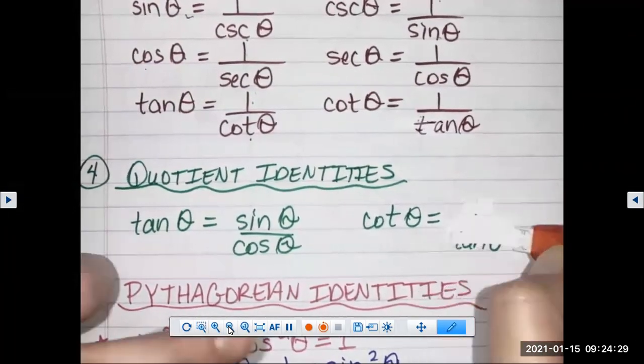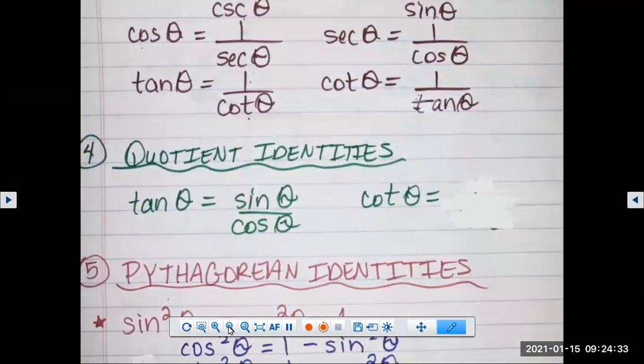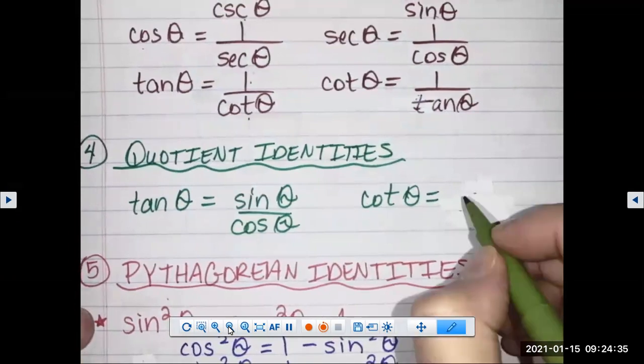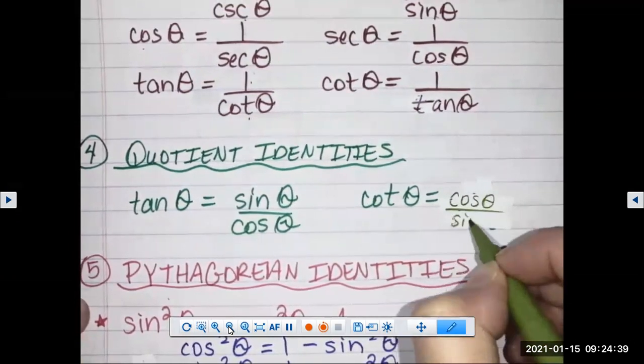Okay, quotient identities. Very important that you know tangent equals sine over cosine, and cotangent will equal cosine over sine.